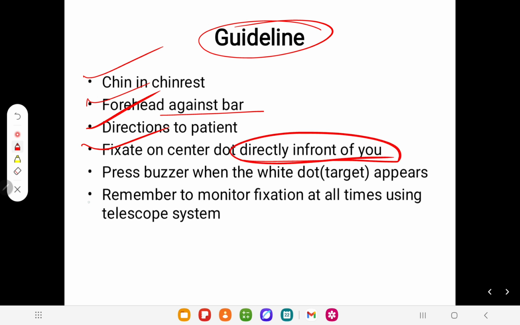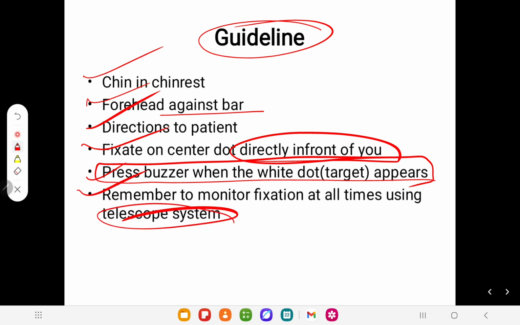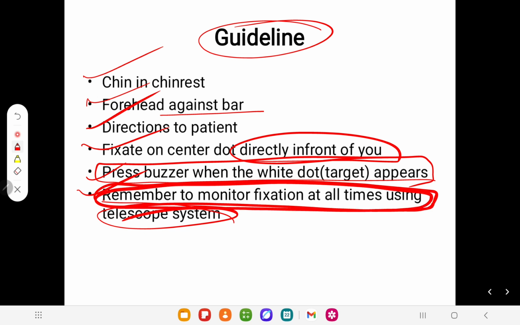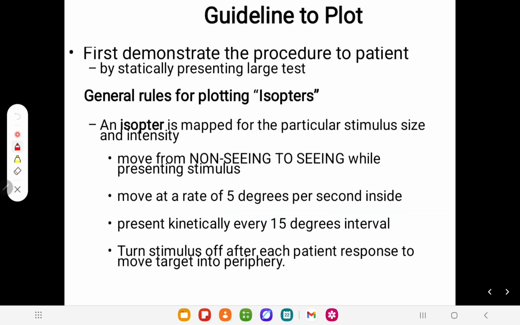That's why you examine. Place the buzzer in the patient's hand, and instruct the patient to press it when the white dots and target appear. You have to instruct the patient this line. Okay. Remember to monitor fixation all the time using the telescope. This telescopic system is towards our examiner side, and we have to do the monitoring all the time. That's very important. Okay.